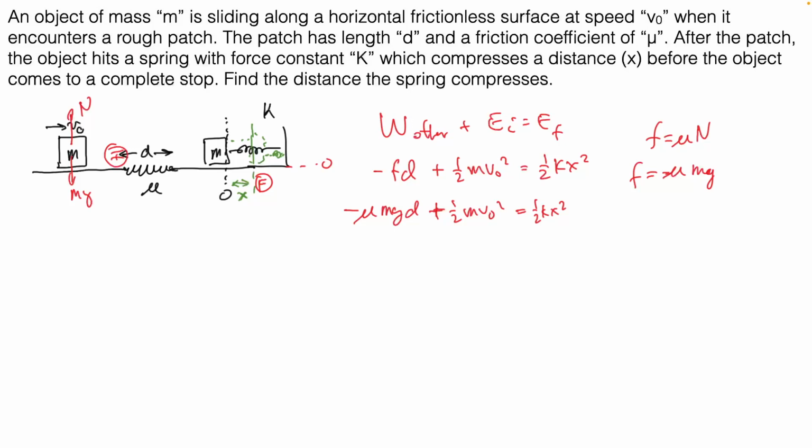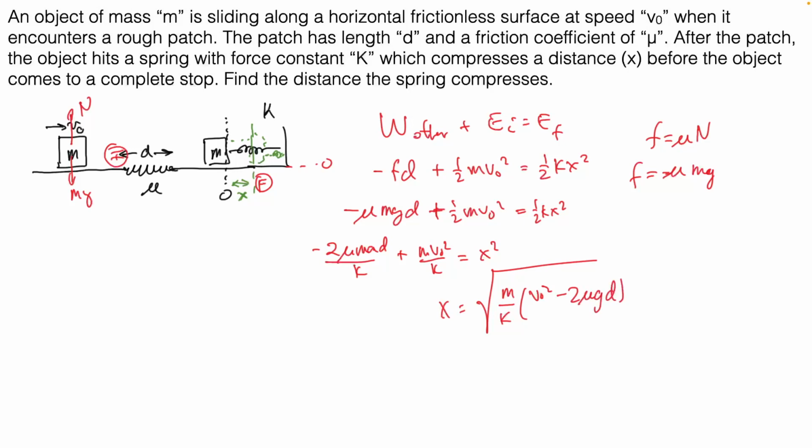All right, what are we solving for? x here. So let's see, I'm going to multiply everything by 2 and divide by k. So negative 2 mu mgd over k plus mv naught squared over k equals x squared. So that means x must be equal to the square root of m over k, just factoring some stuff out, v naught squared minus 2 mu g d. That's supposed to be g right there. Again, I did some algebra really fast there. You probably don't want to do algebra that fast. Otherwise, bad things happen.